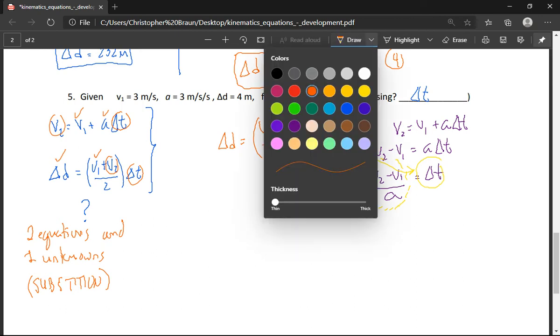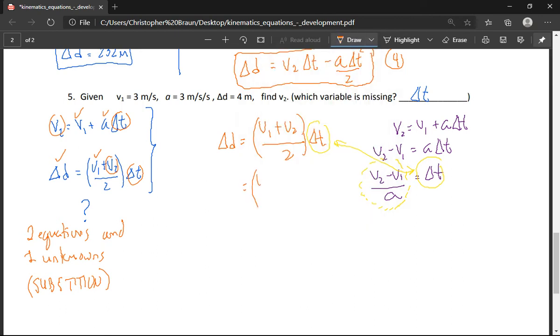So now my delta d is going to look like (v1 plus v2) over 2. And then I just write here (v2 minus v1) over a, like that. That's the part I substituted in. This is the same as this and that there. Now, just to make our life easier, we go (v1 plus v2)(v2 minus v1). On the bottom, you have 2 times a, like that.